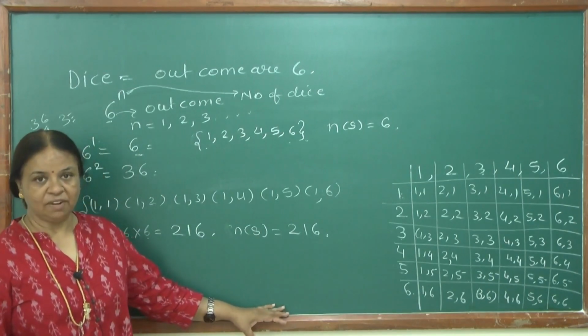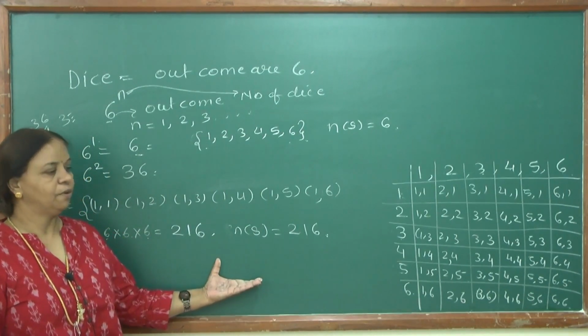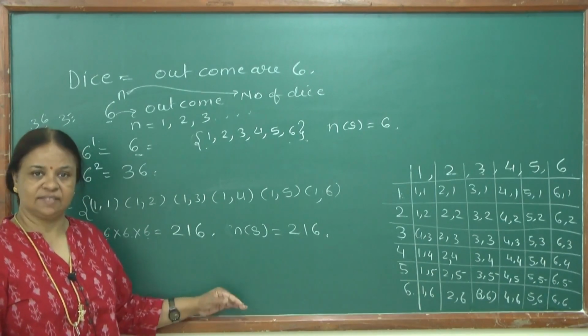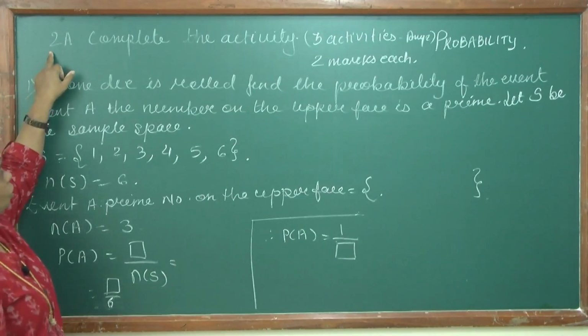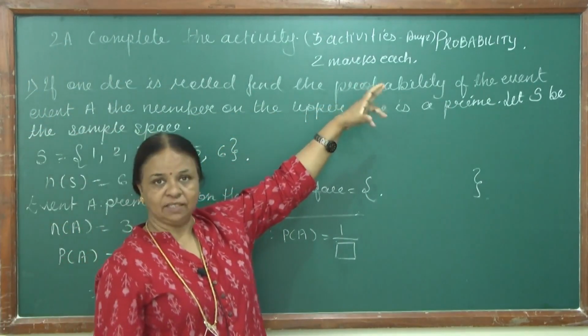So now we will continue with 2A and 2B. I hope, children, you would have understood. If you don't understand, rewind and see. Children, now we will begin with 2A of the chapter Probability.